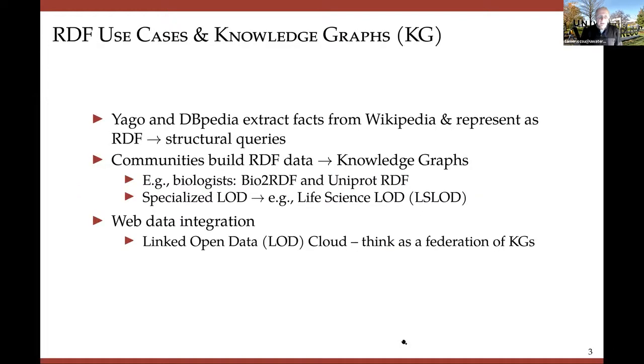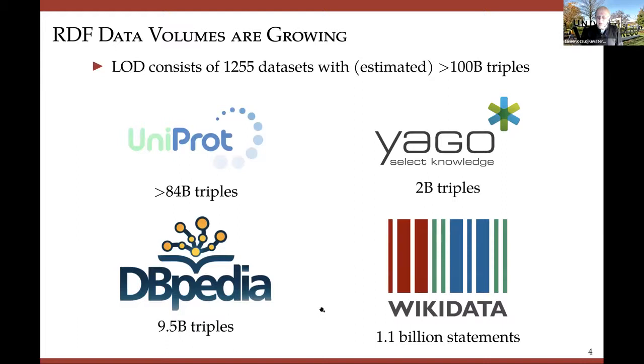So the RDF use cases are quite common. You've probably focused on all of these, and RDF is one of the building blocks of knowledge graphs and the semantic web. The linked open data, in the latest count, is about 1,200 data sets, and nobody really knows exactly how many triples there are. But the best guess I could find is over 100 billion triples.